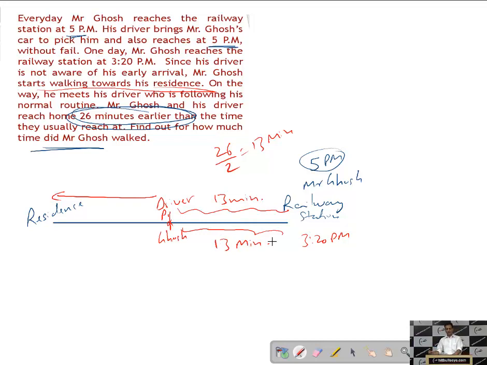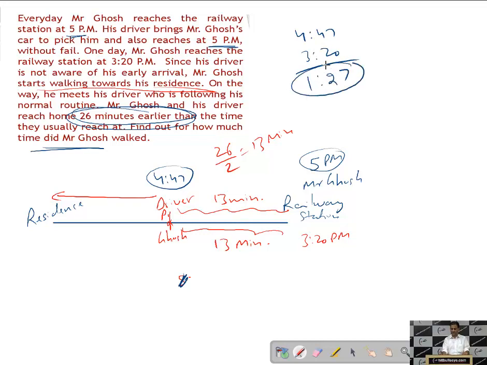That means if Ghosh Babu is still there in the railway station, then the driver will reach the railway station at 5 p.m. Now before 5 you will deduct 13 minutes, that means the driver will meet Mr. Ghosh at, student, 4:47, because if you add 13 minutes to 4:47 it will be 5, because the driver has to reach there at sharp 5 p.m. So the driver will meet Mr. Ghosh at 4:47. So what is the walking time of Mr. Ghosh? He started walking at 3:20, students, so it will be 1 hour 27 minutes is the answer, which is the walking time of Mr. Ghosh.